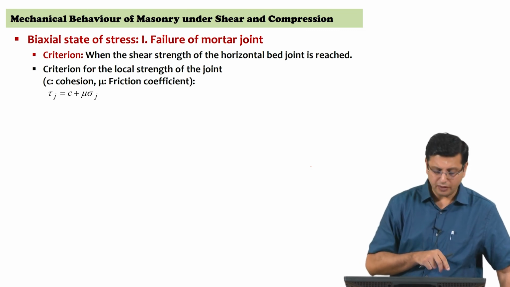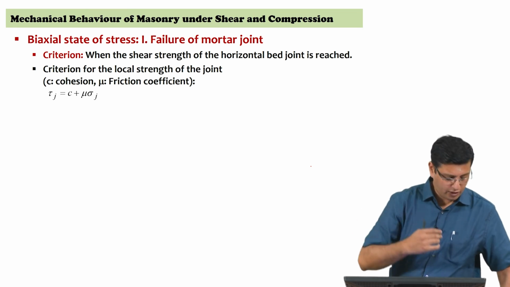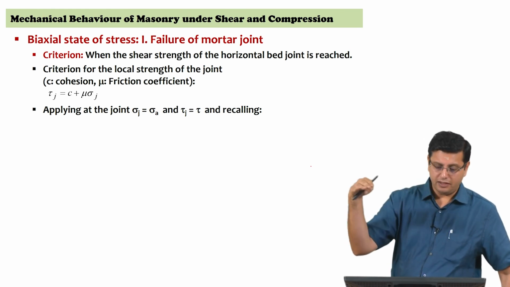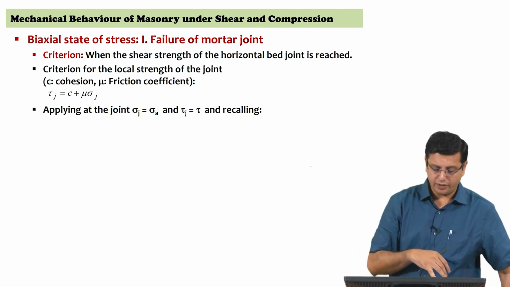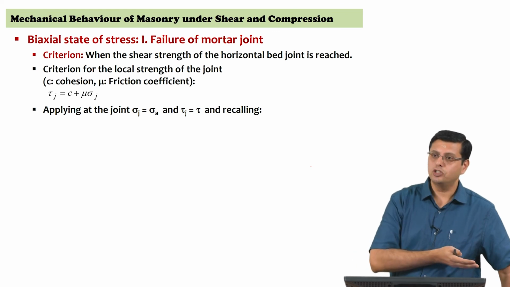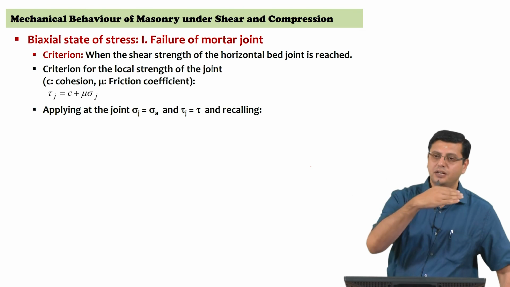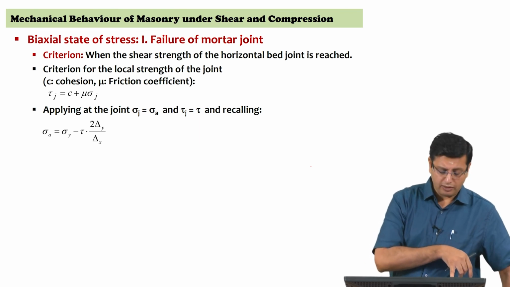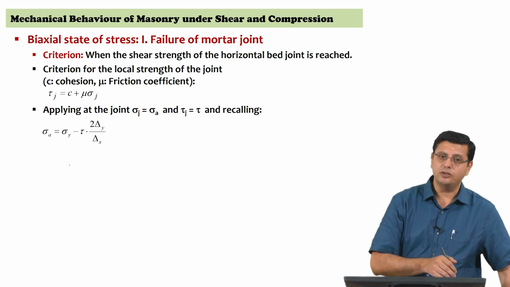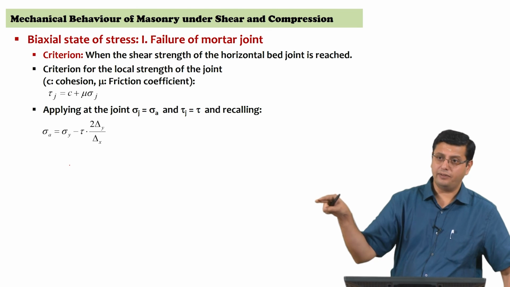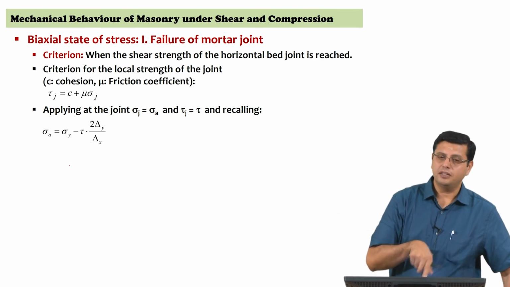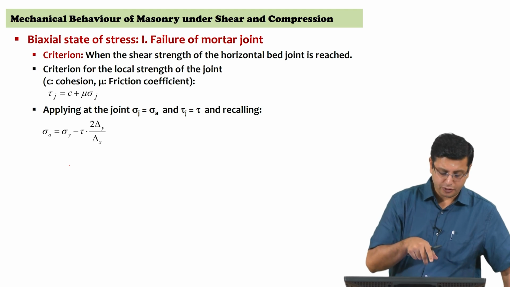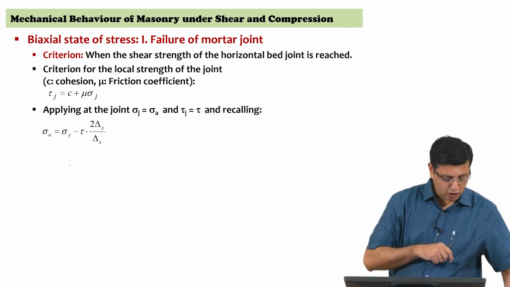So, we use this form as the limiting value for arriving at the failure surface. We apply this at the joint. Our assumption, we have been looking at the states of stresses in the joint only. So, we assume that the sigma A that we are talking about is really the joint compression level, and tau j is the shear stress in the joint itself. We make that assumption, and we now use the previous expression that we had. Sigma A is equal to sigma y, the original level of average pre-compression, minus the other term that we had brought in for the difference in the compression level as tau into 2 delta y by delta x, which is the geometry of the block itself.